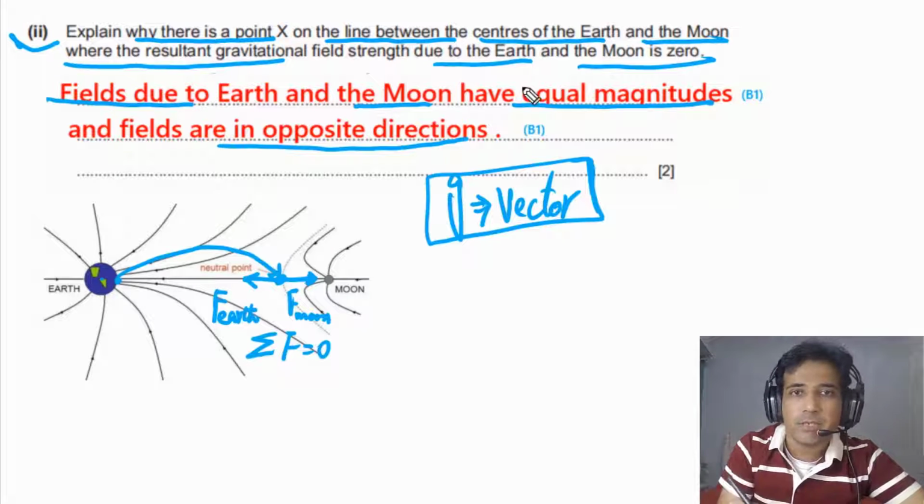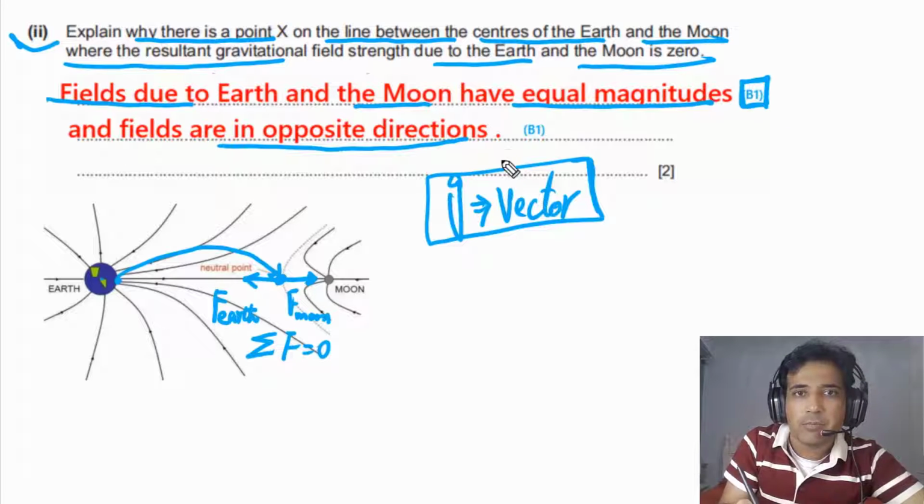This question has 2 marks. If you have written fields have same magnitudes, you will get 1 mark. If you have written they have opposite directions, you will get the 2nd mark.